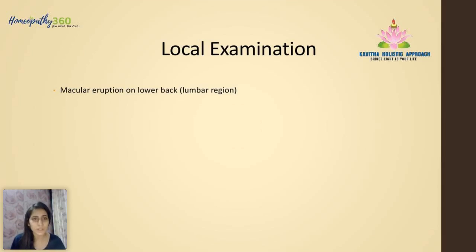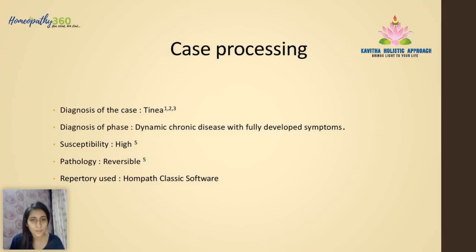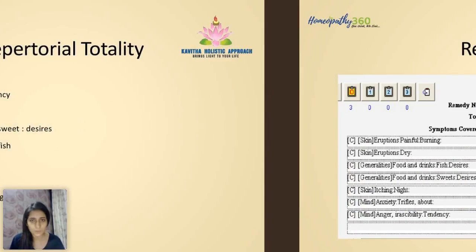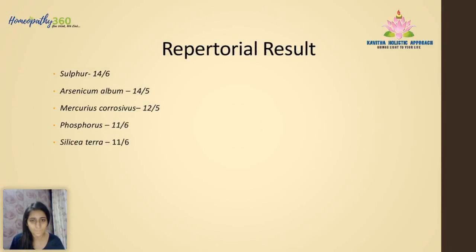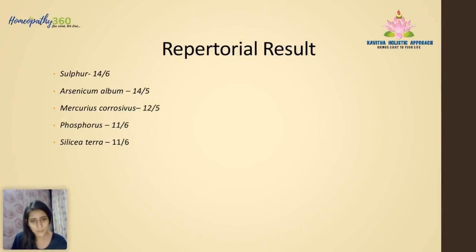On local examination, there was a macular eruption seen on the lower back, approximately in the lumbar region. Wait, I'll show you the lesion. I think I put in the wrong slide. So this was the lesion when I saw her on the first visit. This was the eruption in the back region, the first visit lesion.